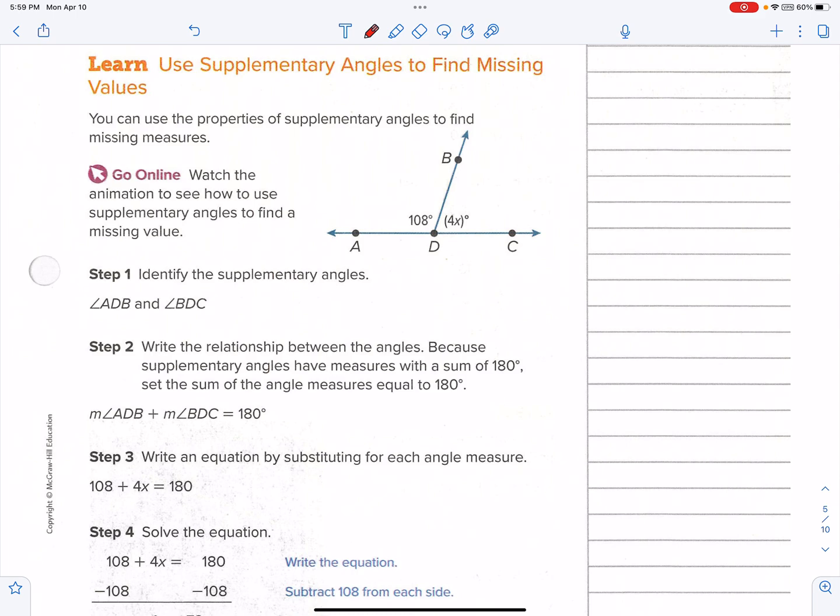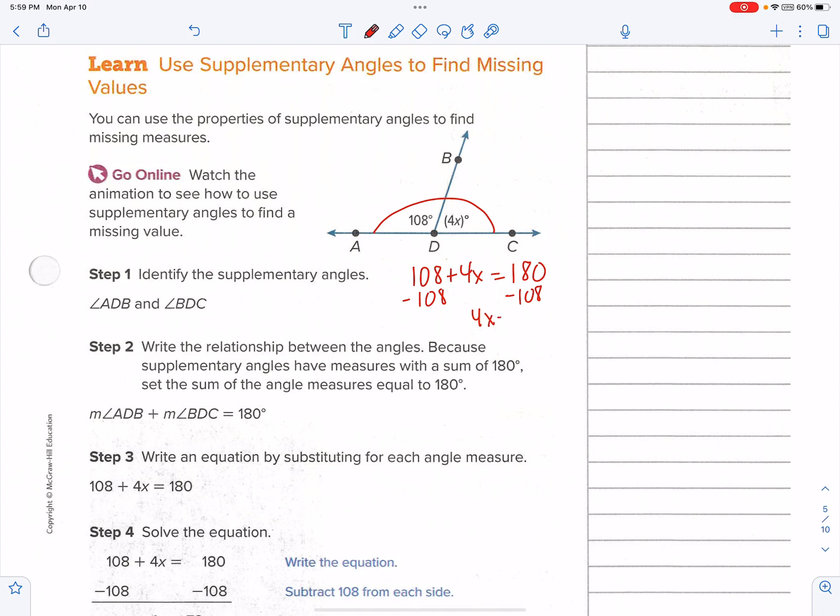look at supplementary angles when you have an expression put in that spot. Obviously, this is a more simple expression, but it could be something more complicated where you have to do distributing and combining like terms and all that kind of stuff. So we know that this entire angle is 180 degrees, and so we could write the equation 108 plus 4x equals 180, or 180 minus 108. That's what we're going to do here anyway.